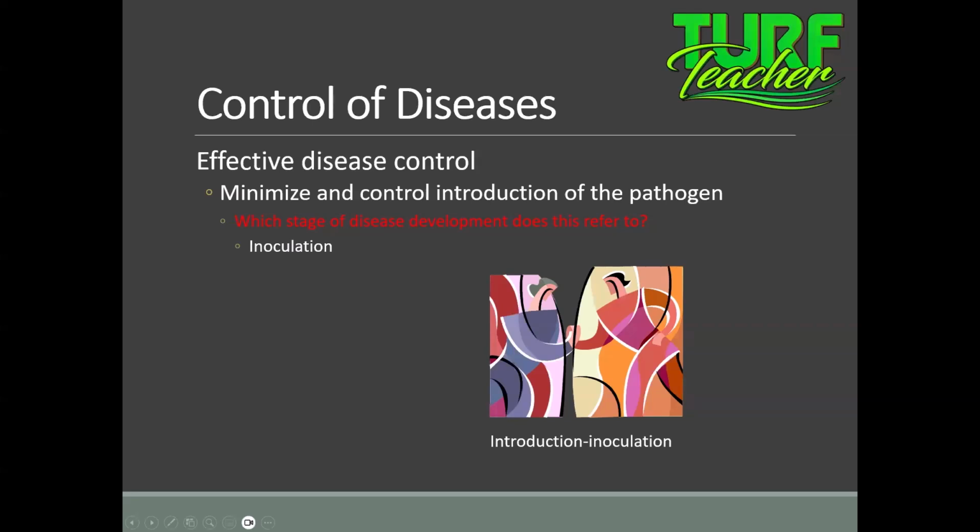With effective disease control, we want to minimize and control the introduction of the pathogen. This is inoculation. This is the disease coming into the picture. So with that disease triangle, which we'll see a picture of here in a few minutes, you've got to have the pathogen itself, which is going to cause the disease. You've got to have a susceptible host, which means that the plant material or the turf grass is not strong enough. If it's a susceptible host, that means that it's in a weakened state.